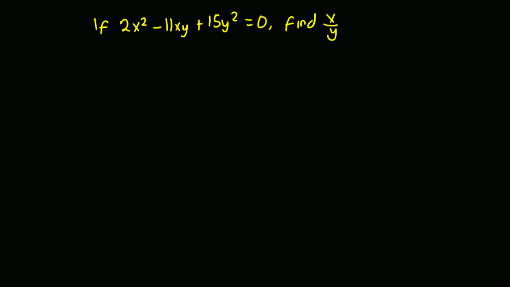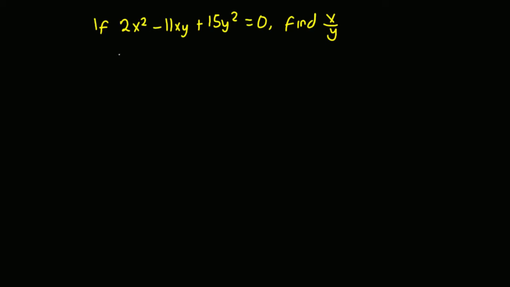Now, in this video, we are to find the values of x on y, given that 2x squared minus 11xy plus 15y squared is equal to 0. Why don't you pause the video and try your hands on this, after which you can compare your solution to mine? I'll be very glad if you stay through to the end of this video because I believe you are going to learn a lot.